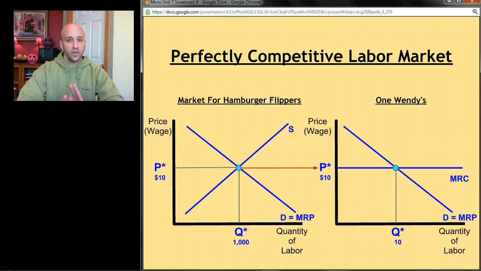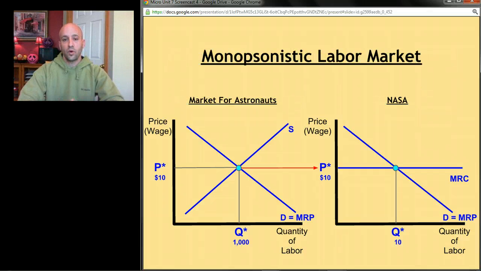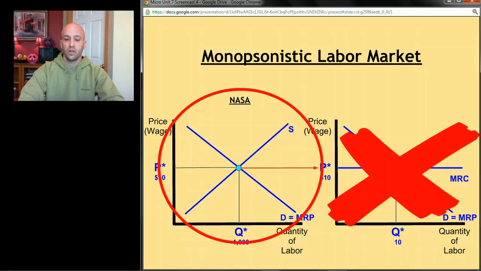All right, so to start building the graph for monopsonies, let's again take a look at the graph for perfectly competitive labor markets. And a lot of this should seem familiar to you from product markets. Instead of dividing the graphs into two, we're only going to be looking at one graph. A monopsonistic labor market might be, again, the market for astronauts, right? And maybe the hiring firm is NASA. Well, if NASA is the only place you can go, we don't really need two graphs. NASA is the market for labor.